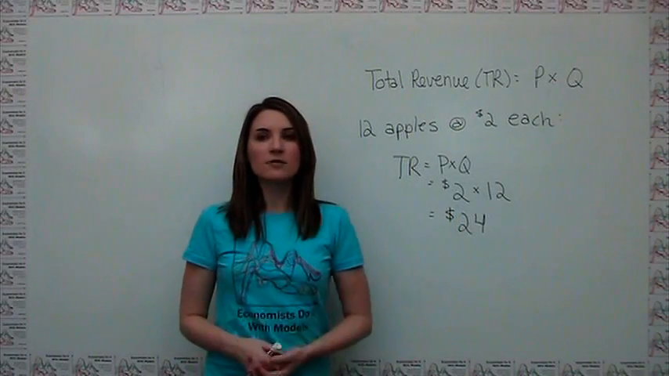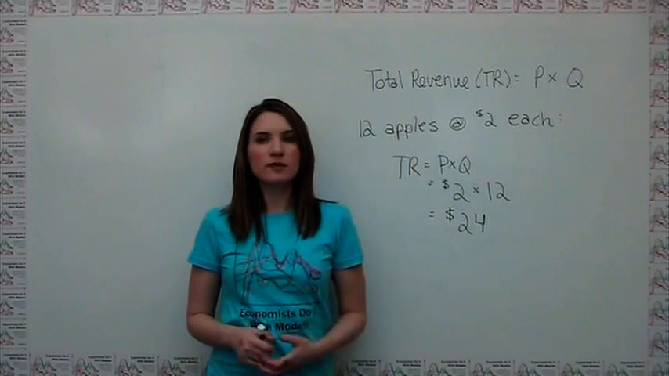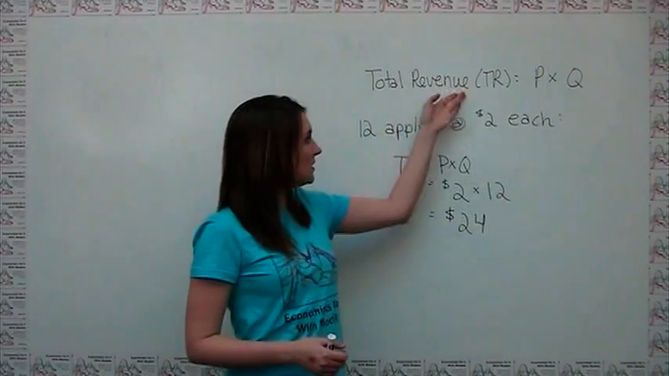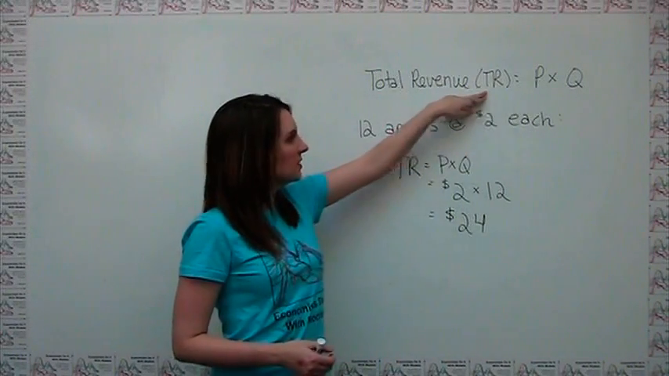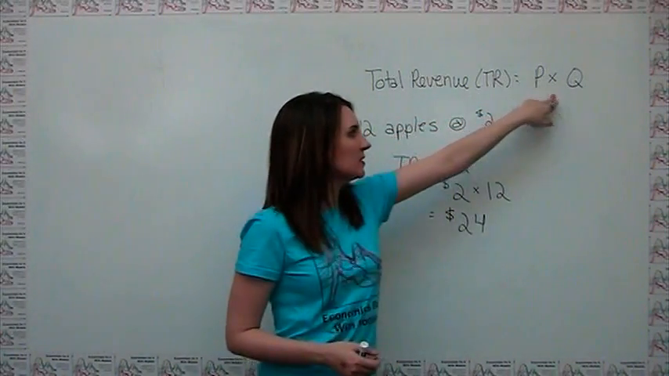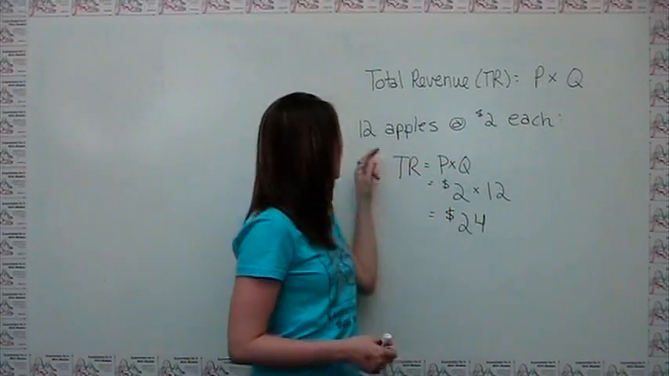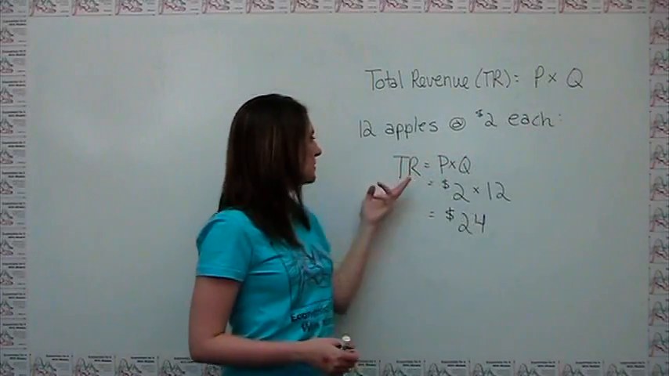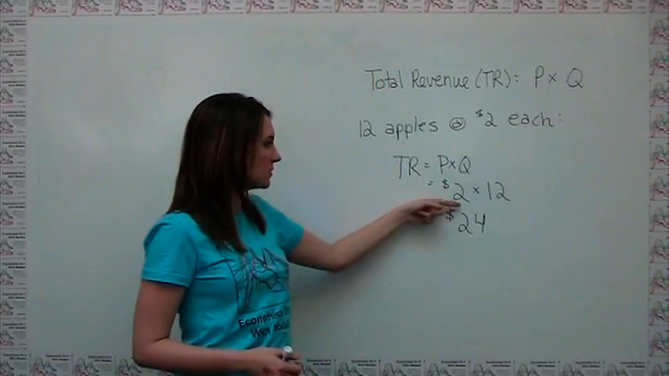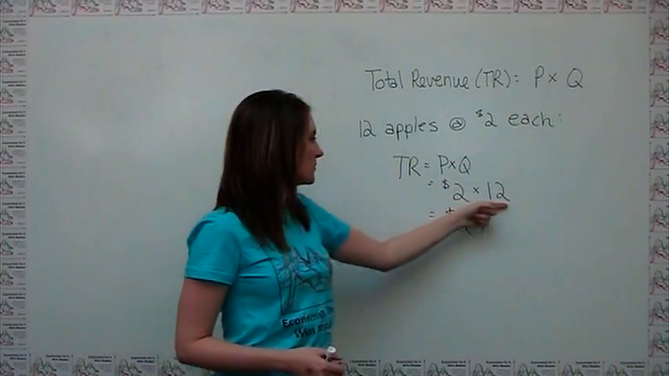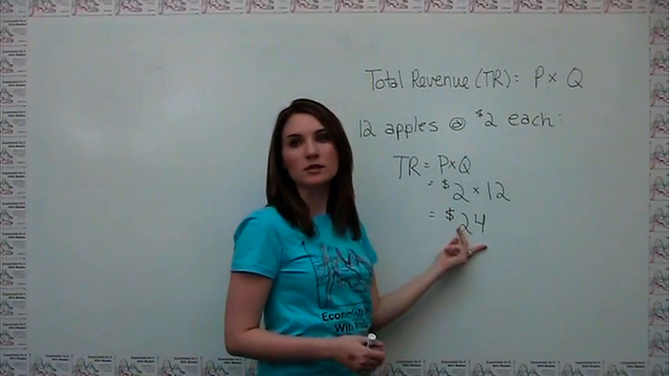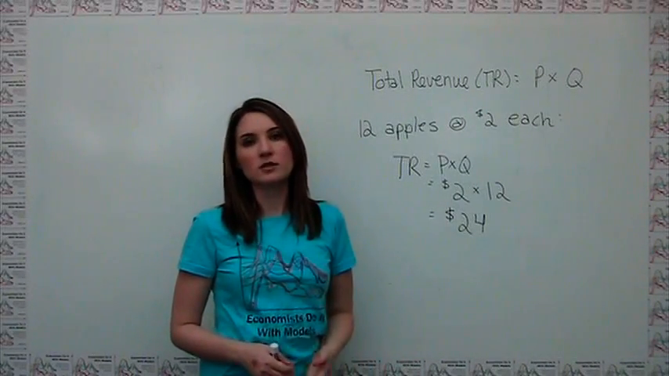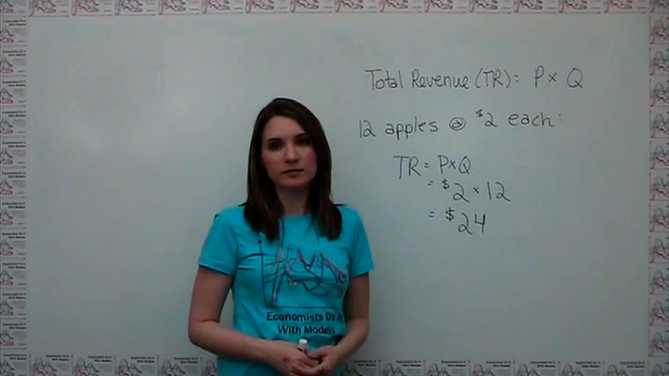If a firm sells all of its output for the same price, then total revenue is simply the selling price times the quantity sold. As you can see here, total revenue, which is often abbreviated TR, is just price times quantity. So for example, if I sell 12 apples at $2 each, then my total revenue is just the price, which is $2, times the quantity, which is 12, or $24. Notice the total revenue has units of dollars, or whatever currency you're working with.